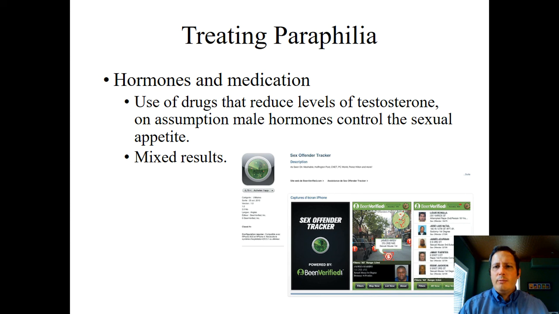So as you can tell, we don't really have a whole lot of options in regards to treatment for paraphilia, and the ones that we do aren't overly successful. And so we kind of got to go back to square one.